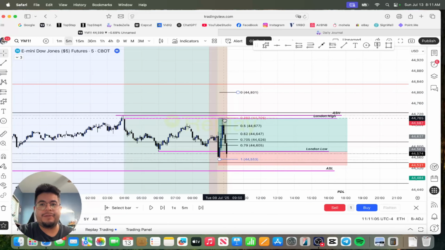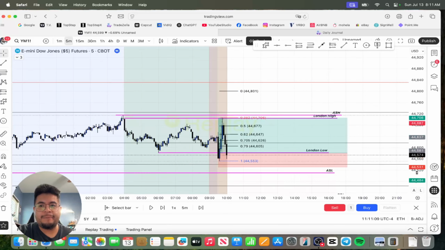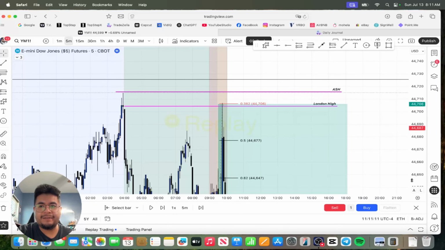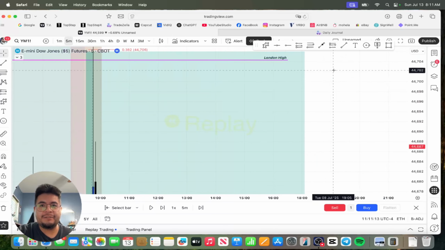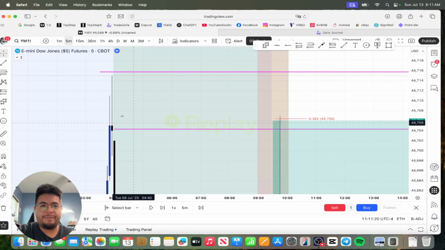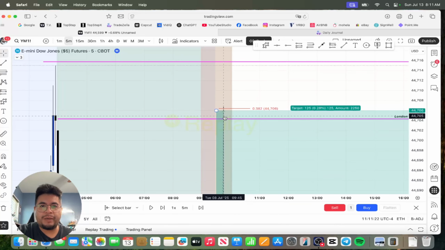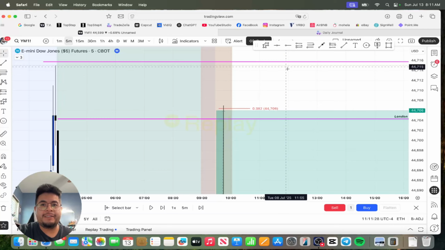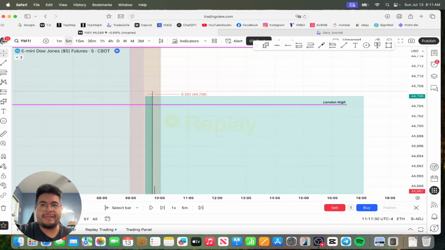I knew that the London high could have been swept, and it was right there. You guys can see that. And this is where precision comes into the markets, guys. Right there on the 1-minute chart was the London high. It swept it, 704 to 707. So that's only 3 points. And it swept it, though. It swept it, and then it had a reaction going lower.